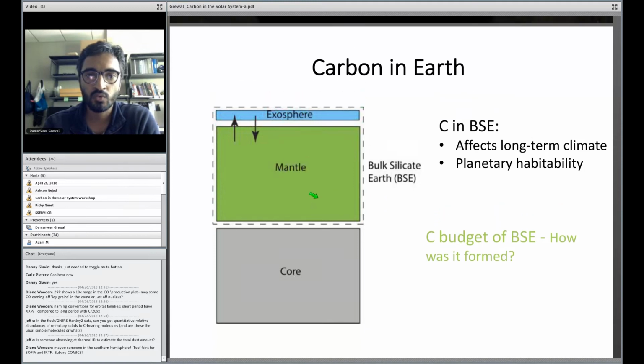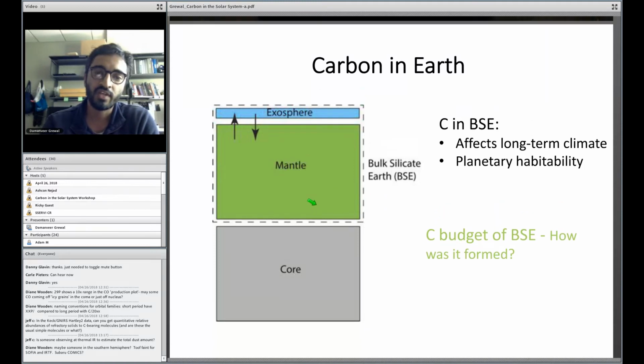So over here in this cartoon, I have divided Earth into three primary reservoirs. There's an exosphere, which is primarily composed of the atmosphere, hydrosphere, and the crustal reservoirs. And then there's the mantle, and then we have the core. Carbon is present in all three of these reservoirs. In the exosphere and the mantle, carbon is present in the form of carbon dioxide or carbonates or graphite or diamond, while in the core, carbon could possibly be present in the form of iron carbides.